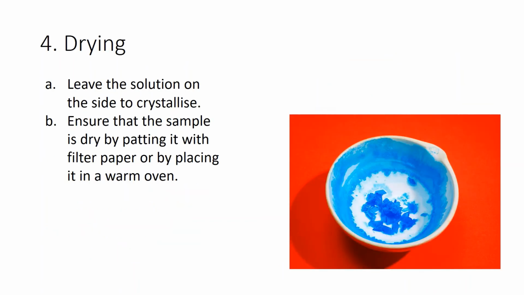In terms of drying, you leave the solution on the side to crystallize. When you do so, you'll end up with little crystals in your evaporating basin. Here's a photograph of one here with some copper sulfate crystals, this beautiful blue colour, which has been formed from the reaction of sulfuric acid and copper oxide. You need to make sure that the sample is dry, and you can either pat it with filter paper or you can place it in a warm oven.